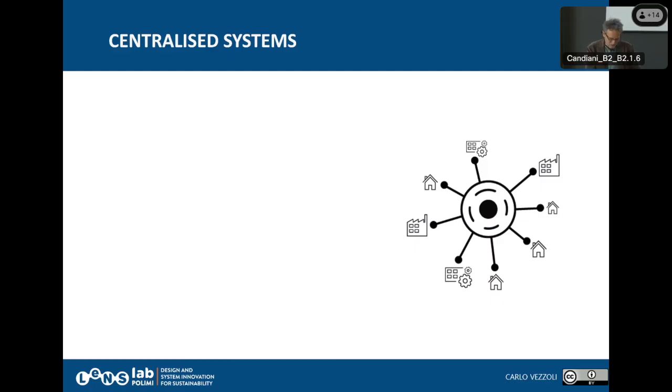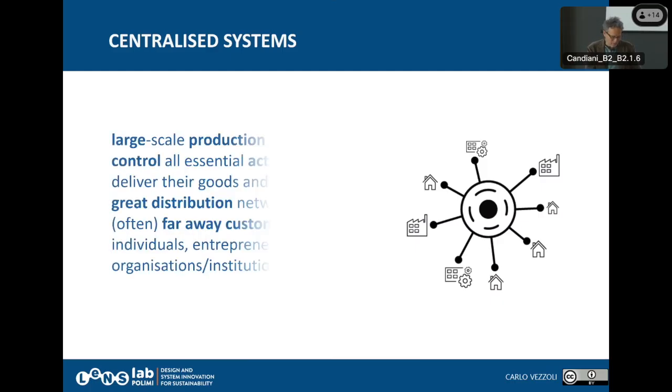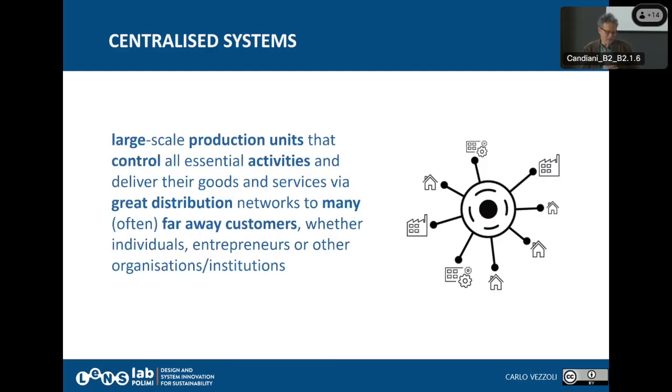Even a definition of a centralized system, okay? Even though this is not the core, it is important. It is a large-scale production unit that controls all essential activities, delivering its goods and services via a great distribution network to many, often faraway, customers, whether they are individuals, organizations, companies, and so on.